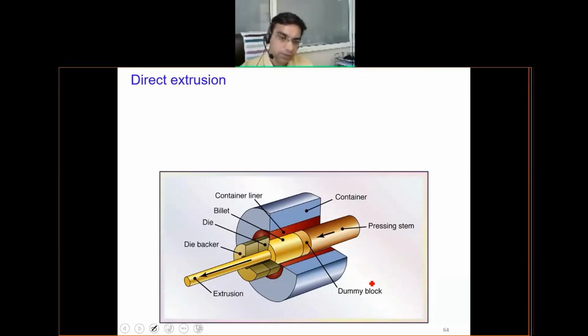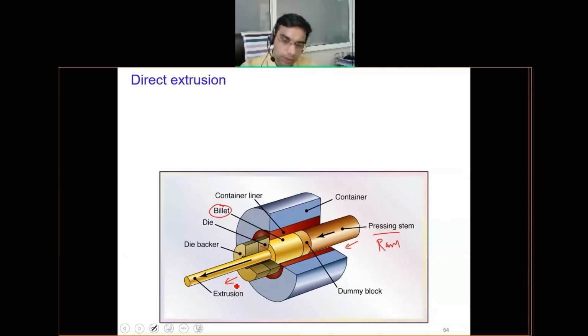So direct extrusion is basically a process in which we have this arrangement of a pressing stem, which is mentioned here, which is also known as the ram. And then there is a dummy block which ensures the pressure is uniformly applied over the full billet. So billet here is the workpiece. And this is the die opening as shown here. The force is being applied by the ram, and once the material starts to flow plastically, it extrudes through the die opening.